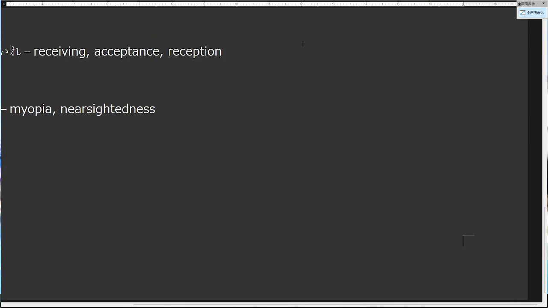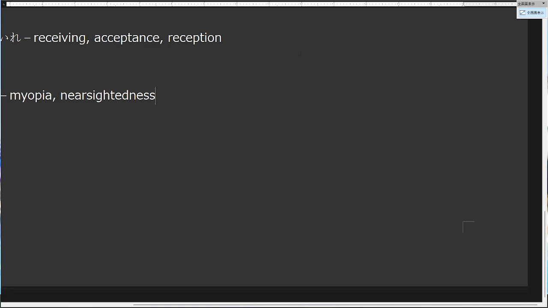Receiving, acceptance, or reception as a noun is ukeire. Kono ukeire o mitomemasu. I recognize this receiving like I've received it. Ukeire is a reception or a receiving of something. And finally, myopia or nearsightedness was kingan. Kin on the left side for close or near, and gan on the right side for our eyeballs. Kingan, our near eyeballs, or nearsightedness.